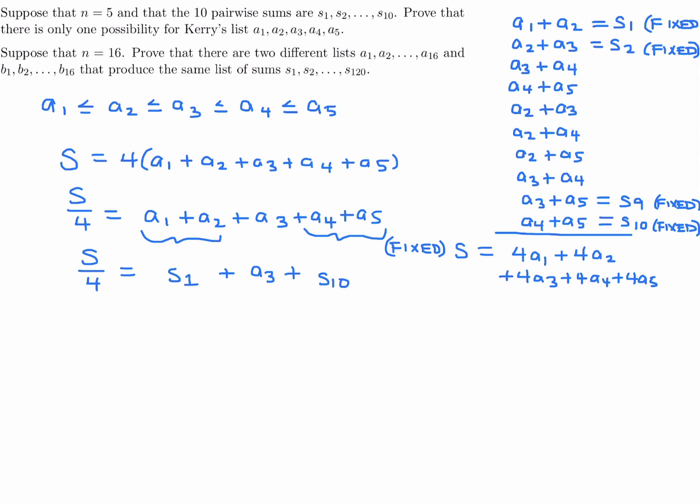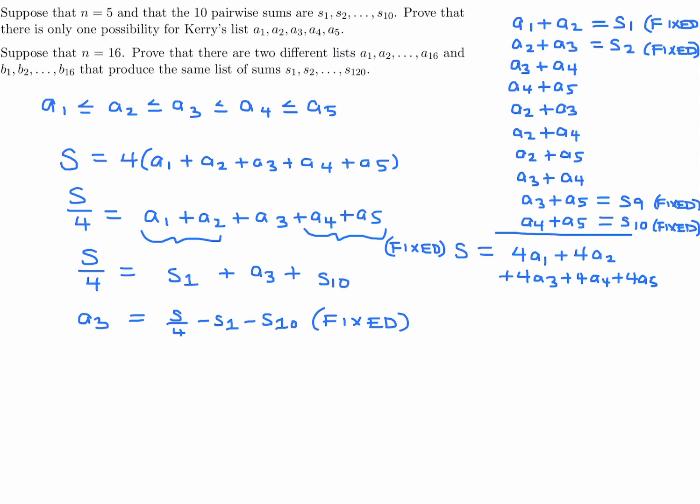So that means I can isolate for A3. A3, it looks like it will be S over 4 minus S1 minus S10. And since S is fixed, S1 is fixed, and S10 is fixed, A3 is fixed, meaning it has only one value. All right, so that is basically how we proceed with this question.